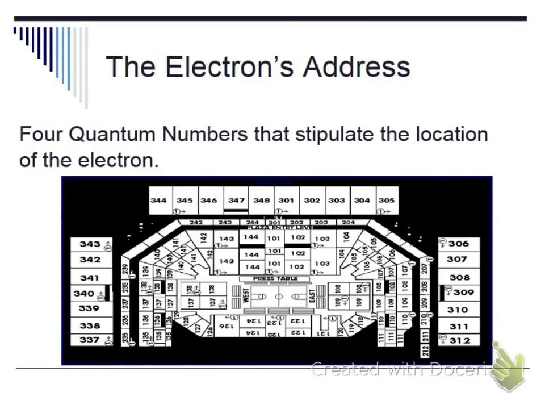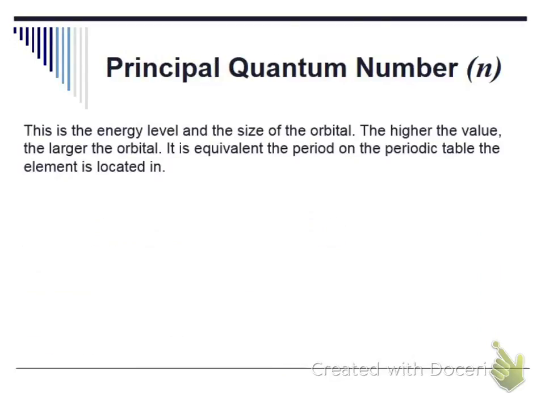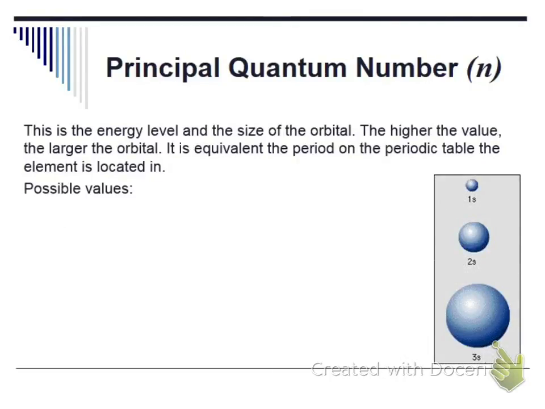Okay, here's the part where it gets confusing. Ready? Not really confusing, just it's a lot to take in, then we got to put it all together. The first quantum number is called the principal quantum number. And it is basically the energy level, so what energy level are we in, and the size of the orbital. The possible values are 1, 2, 3, and then I'm going to say up to infinity. Because in theory, you could have infinity numbers of energy levels.